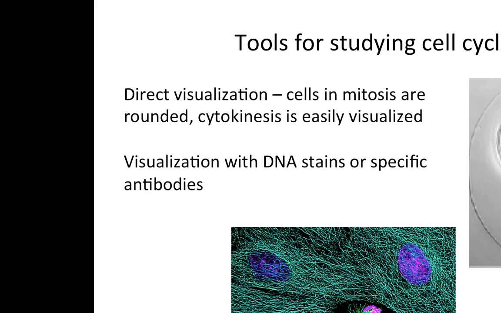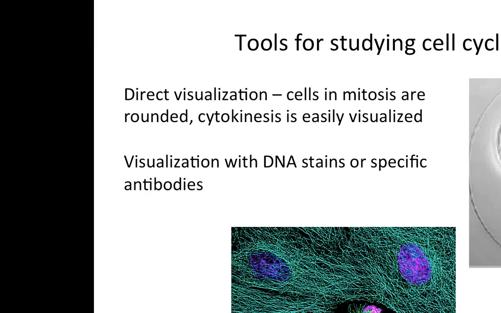So if you're studying cell cycle using mammalian cells, you can do a whole bunch of different things. Also with yeast, you can do a lot of these same things. You can directly visualize them. So that's what we just did with the yeast. All we did was just look at them. And you could see these were dividing, right? Cells in mitosis are rounded. You can see cytokinesis easily.